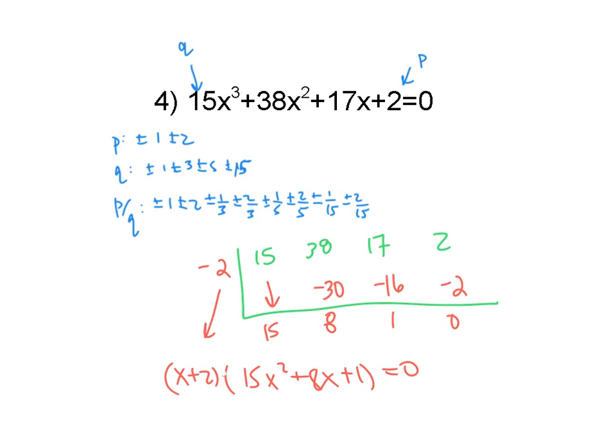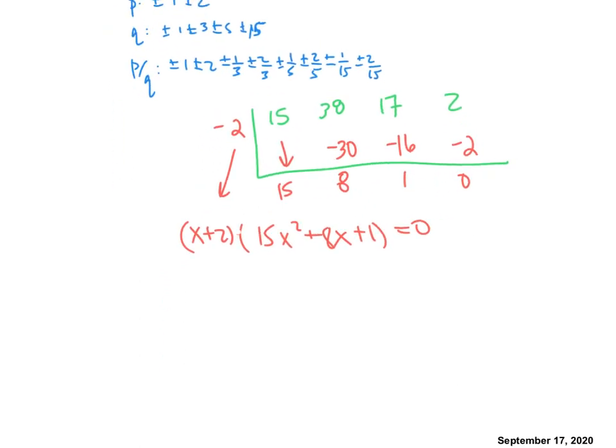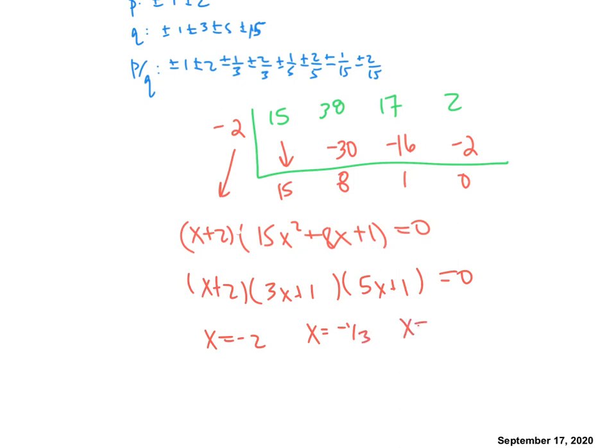Okay, and now we're going to keep solving. x plus 2 times, and we're going to factor 15x squared plus 8x plus 1. It happens to be factorable again. It factors into 3x plus 1 times 5x plus 1. So x equals -2, x equals -1/3, and x equals -1/5. Notice -1/3 and -1/5 were also on our p's over q's list.